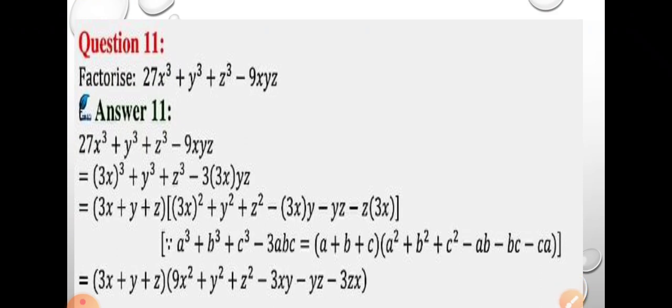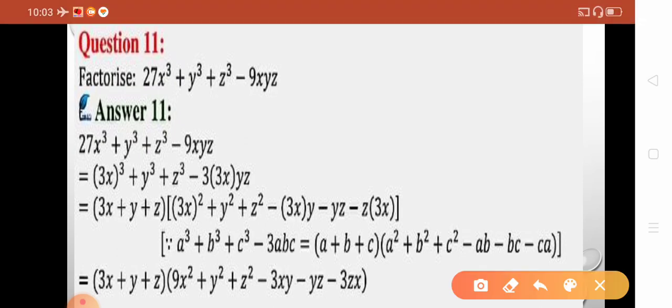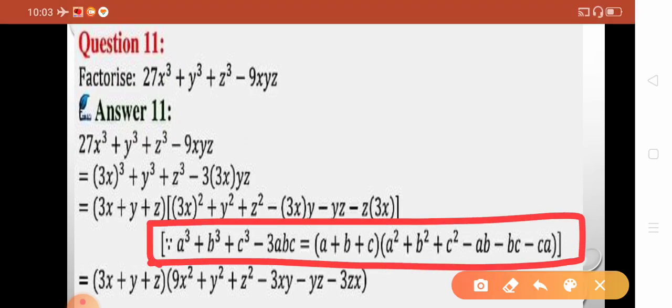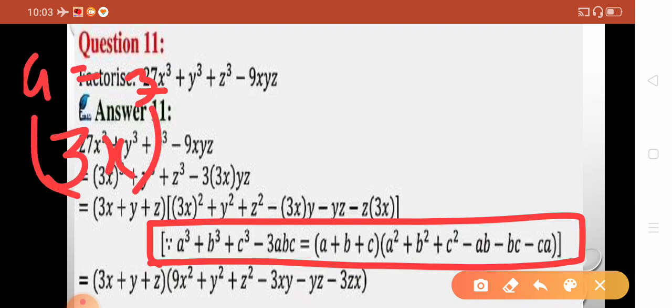11th one, factorize 27x cube plus y cube plus z cube minus 9xyz. As we know the formula, a cube plus b cube plus c cube minus 3abc is equal to (a plus b plus c)(a square plus b square plus c square minus ab minus bc minus ca). So what should you do? Simply get the value of a, b and c from the given statement. Here we can write 27x cube as (3x) whole cube. That means the value of a is equal to 3x.